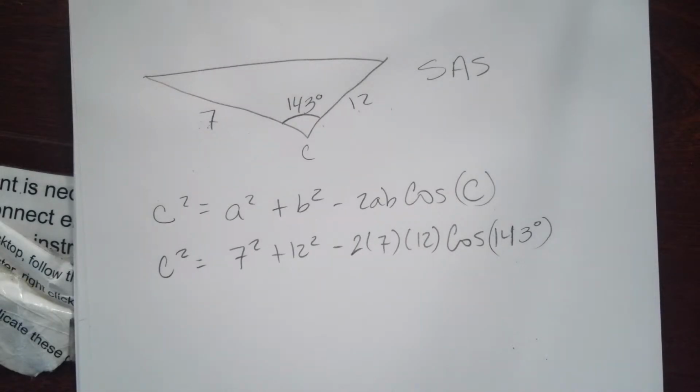All right, so what do I have? I have 49 plus 144 minus 2 times 7 times 12 times cosine of 143 degrees.